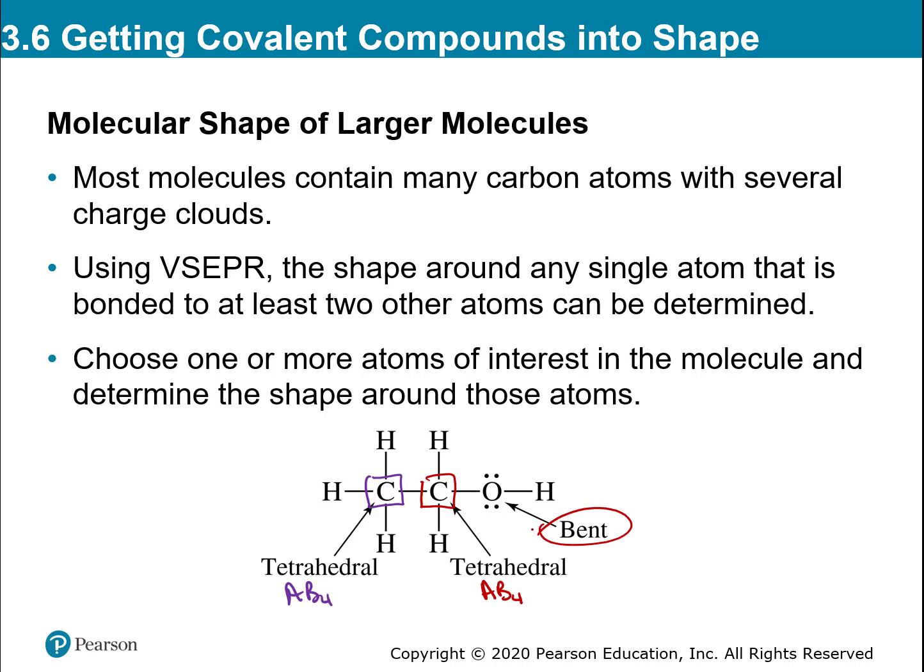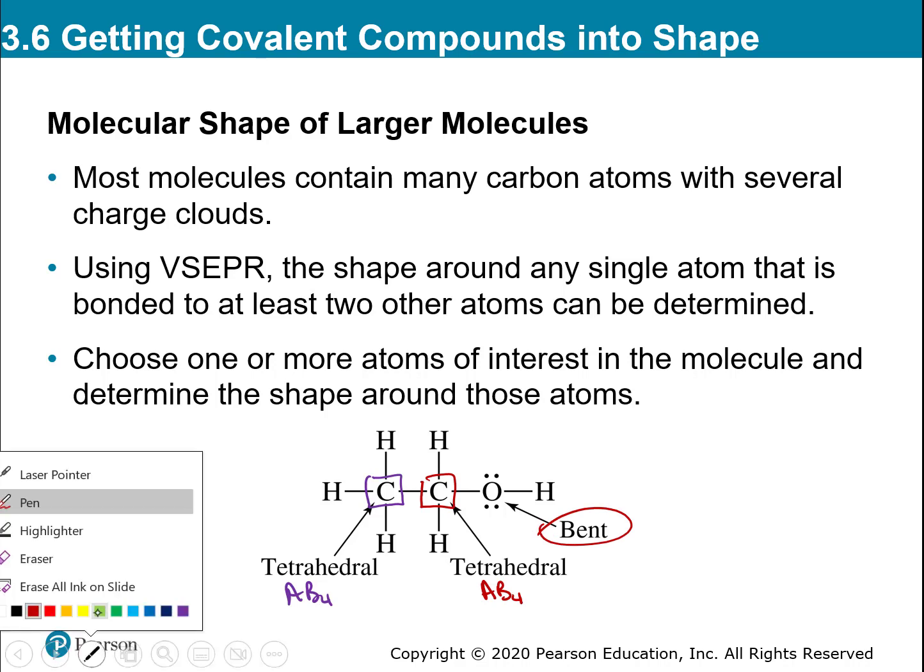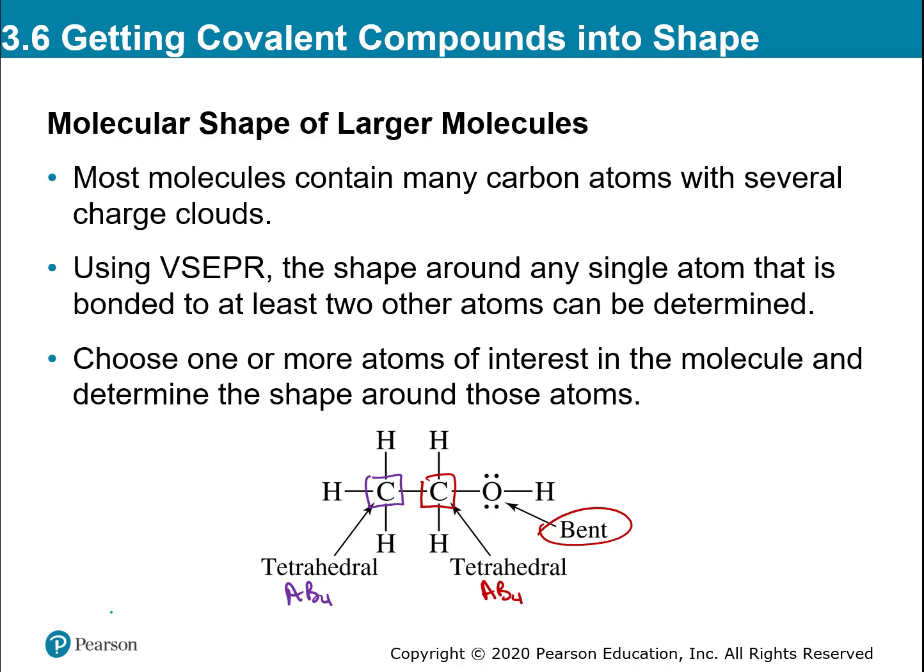Then that oxygen that's down on the end. So if we look at the groups, how many groups does it have bonded to it? 2, so that's AB2. And then how many non-bonding pairs does it have? 2. And that's why it's bent.